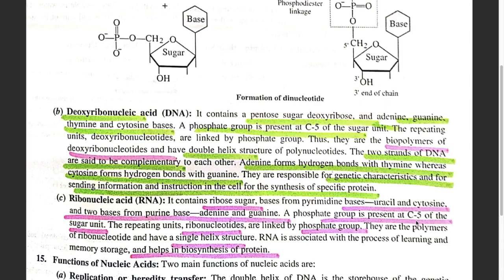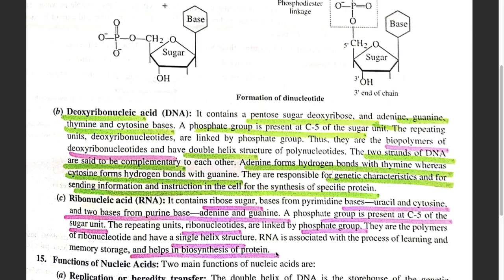So a phosphate group is again there at the C5 of the sugar unit, and the repeating units are called ribonucleotides. It contains a single helical structure, and the major function of the RNA is the synthesis of protein. The site of protein synthesis is ribosomes, and the two steps of protein synthesis are transcription and translation. Remember that RNA is present in the cytoplasm of the cell, and it is a single stranded structure.